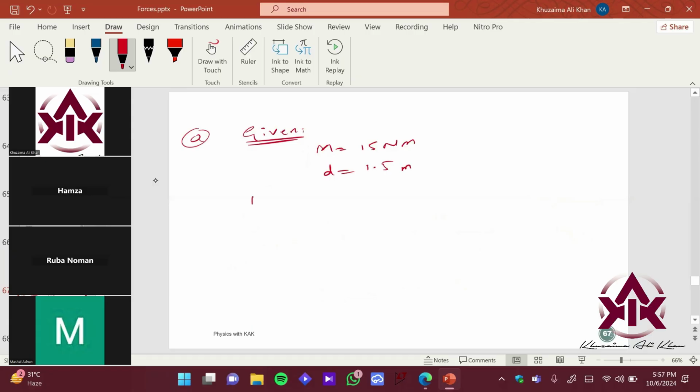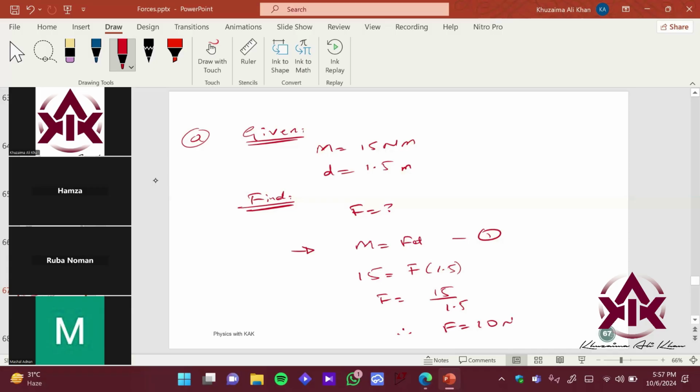So now you want to find what? You want to find F, the force. So just write down the formula. You have 1 mark for the formula, right? So moment equals F into D. You get 1 mark for this. And just now put in the values. 15 equals F into 1.5, and F equals basically 15 upon 1.5. Therefore, that gives you the answer of F equals 10 newtons.